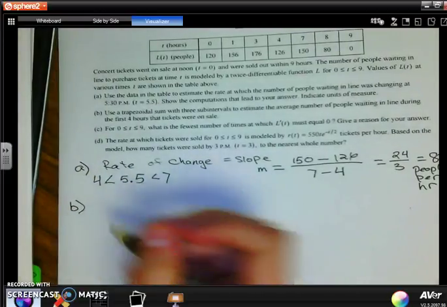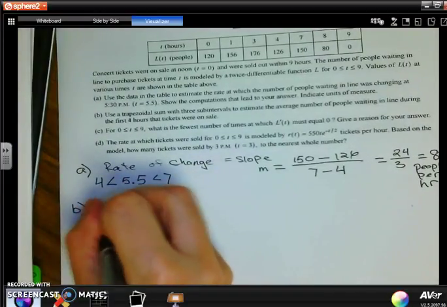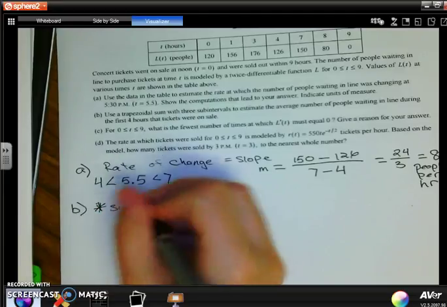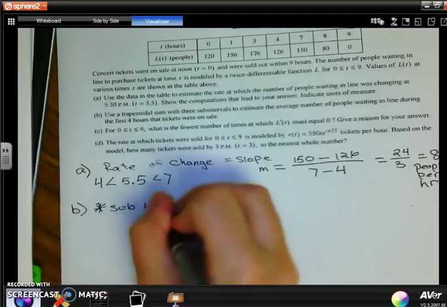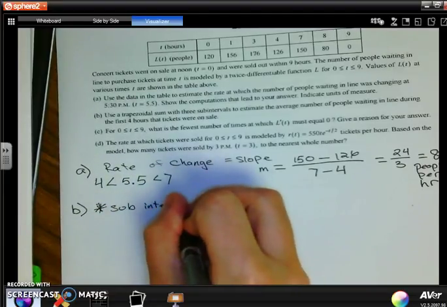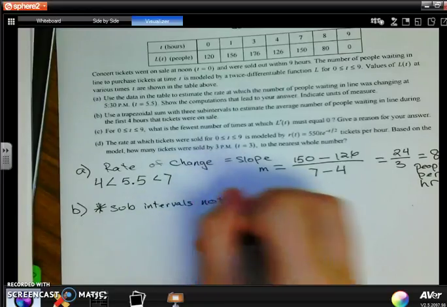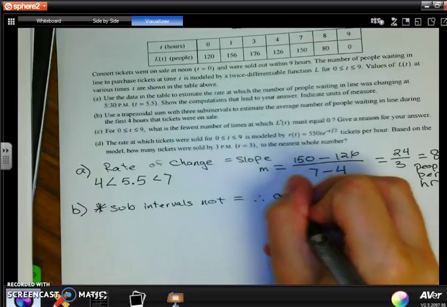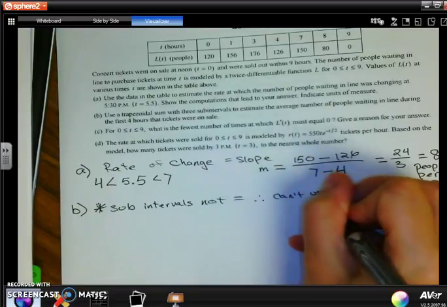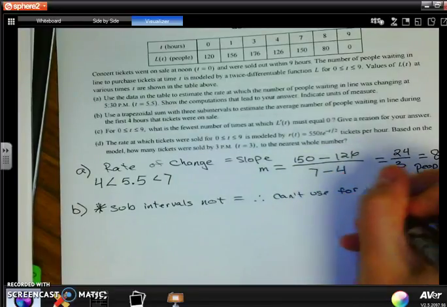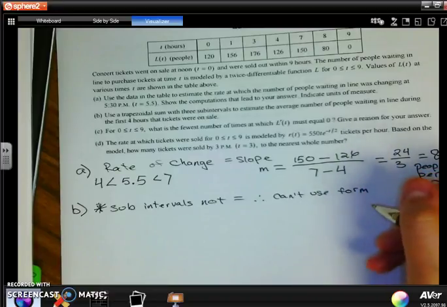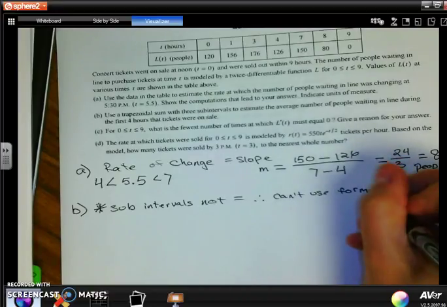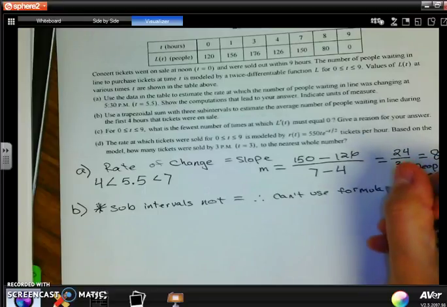And I am going to mark that down. So subintervals are not equal. Therefore, can't use that formula. And that formula is that one, you know, the delta x over 2, that parenthesis. Can't use the formula that we normally use. Can't use the formula, right?